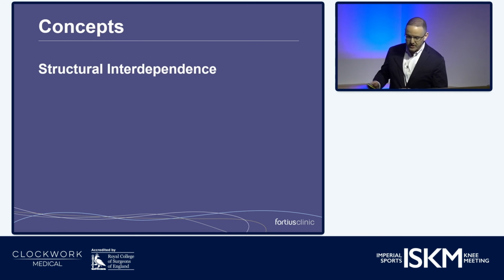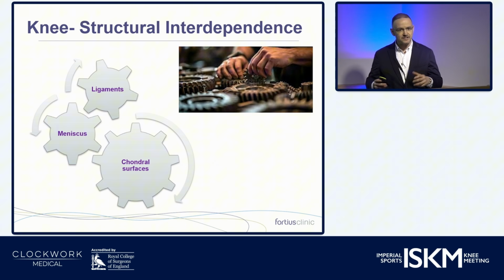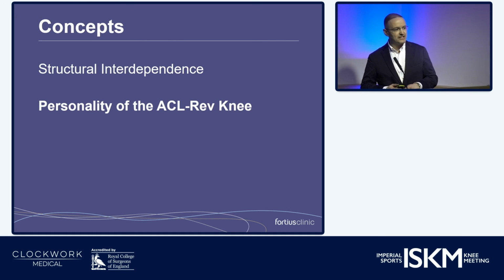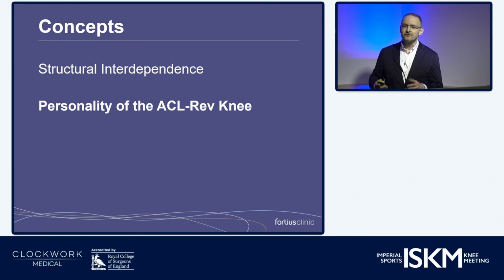We are all acutely aware of structural interdependence and the way that the ligaments, the menisci, and the chondral surfaces within the knee form a mechanical equilibrium and ecosystem. And we repair, reconstruct, and preserve each element, not only for the sake of that element, but it has knock-on effects for the rest of the system. We also know that ACL revision knees come in different shapes, sizes, and flavors, and they each have their own individual personality. And being cognizant of that is really important to help set patient expectations and to help guide care.